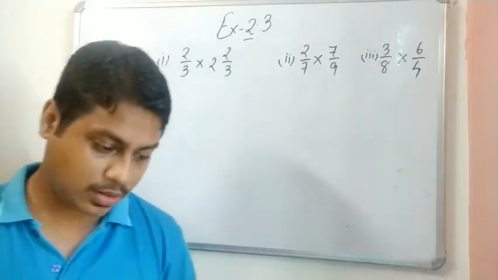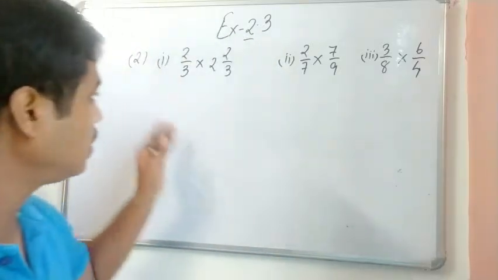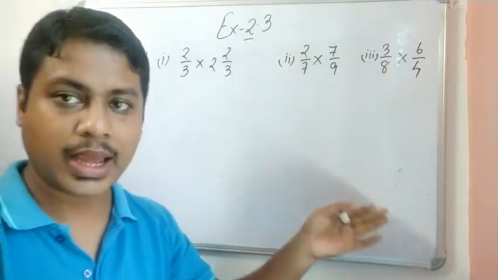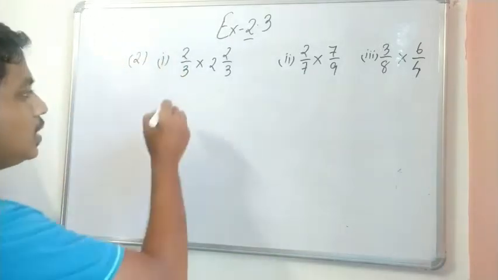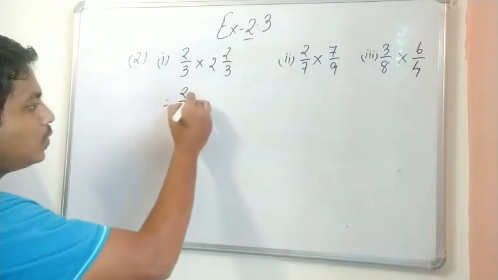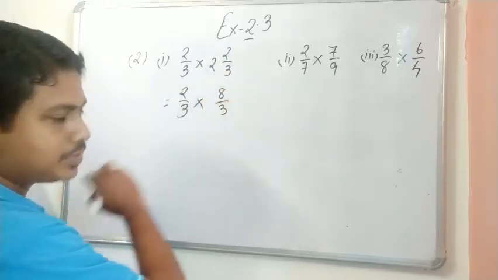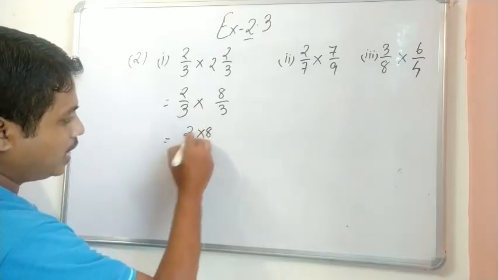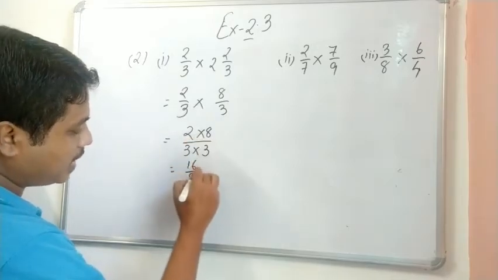Question number 2 is multiply and reduce to lowest form if possible. I have written 3 questions, question 1, question 2 and question 3. We have to multiply and also, if possible, reduce into lowest terms. First one, as you can see, this is a mixed fraction, so you convert that into an improper fraction first. 2 by 3 into 3 2s are 6, 6 plus 2 is 8, 8 by 3, equals numerator into numerator, that is 2 into 8 divided by 3 into 3. So 2 8s are 16, 16 by 9.